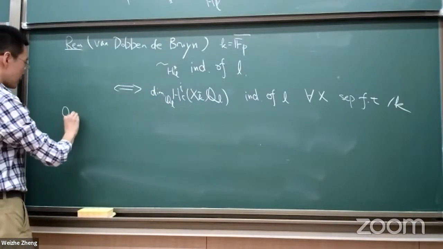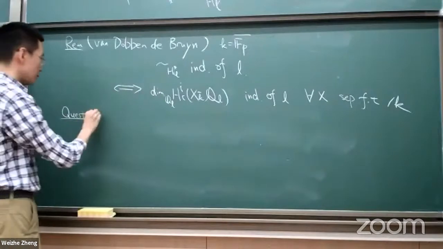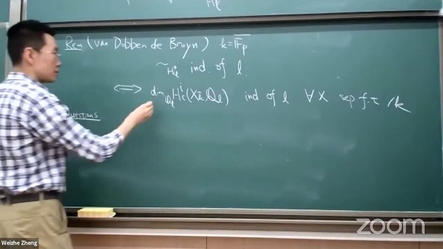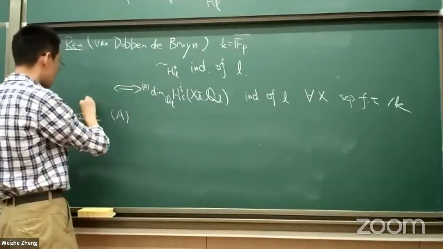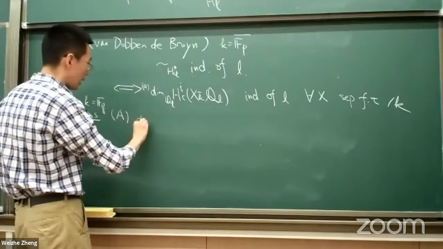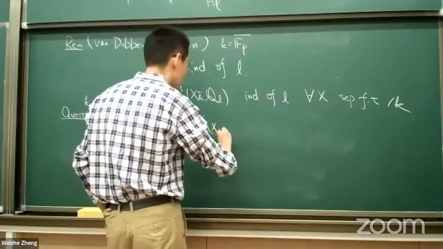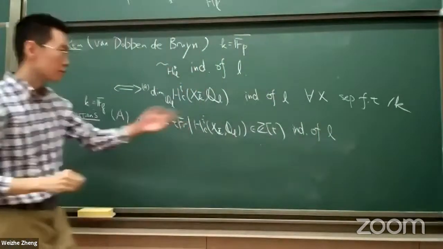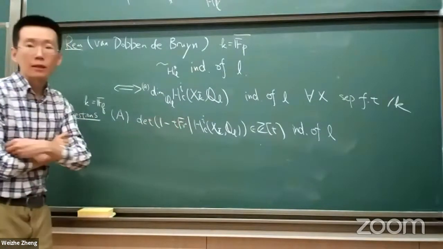Okay, now it is natural to ask some extended versions of this expected independence. If you call this small a, then we can ask the question capital A. In case your K is a finite field, do we have that the characteristic polynomial has coefficients in Z and is independent of l? Now, this is also an old question. It's a special case of questions raised by Serre and Tate.